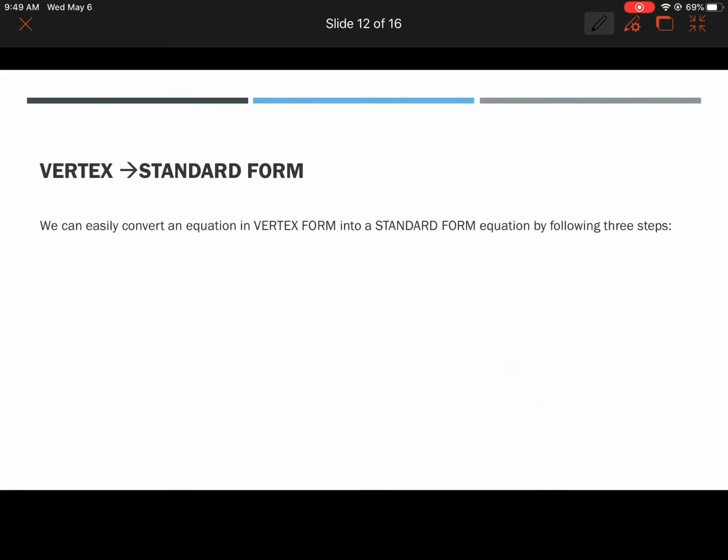So let's talk about, okay, well, how do we take something in vertex form and turn it into standard form? And that's going to go back to what we just did on that do now. So here's your steps for doing so. We're going to expand it, and we're going to FOIL it. Then we're going to multiply by distribution. And then we're going to combine like terms. And after we do all that, it's going to be in standard form.